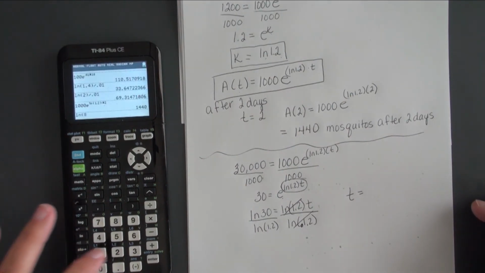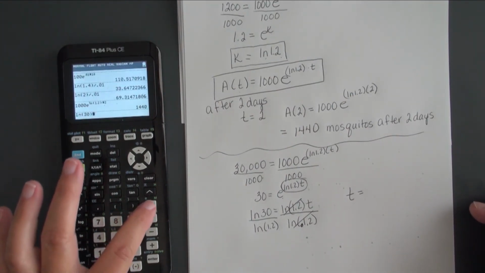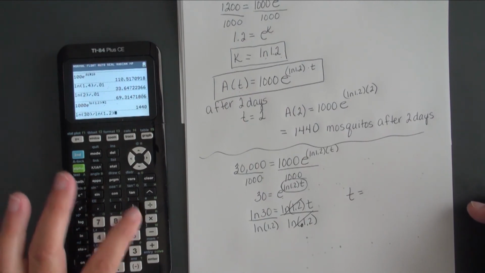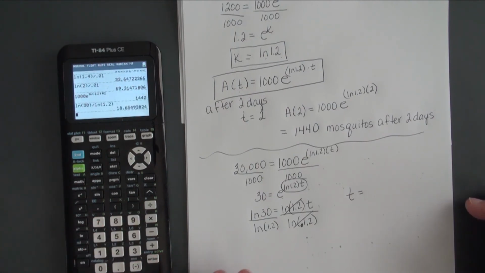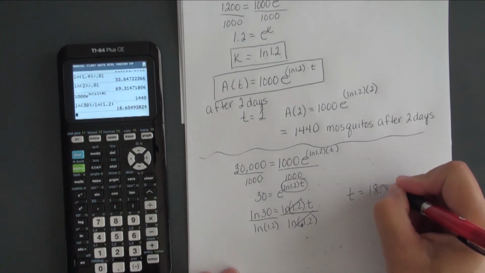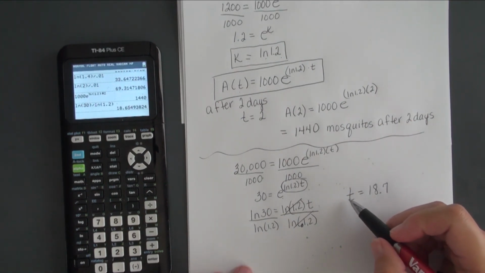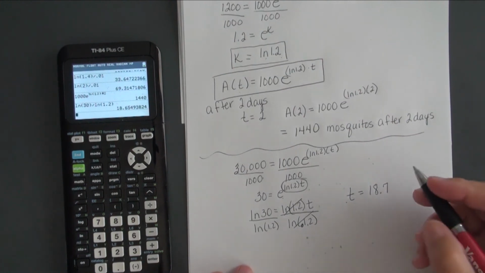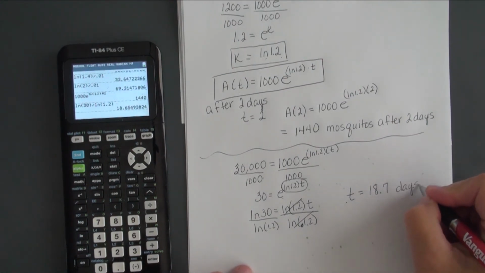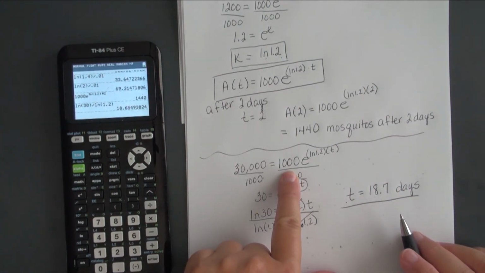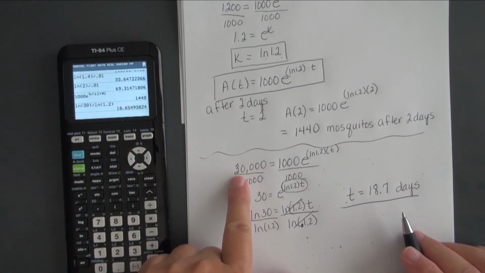So going into the calculator, natural log of 30 divided by natural log of 1.2 equals 18.6549, and if we round that to one decimal, that would be 18.7. And remember that my time is in days. So in 18.7 days, I will have gone from 1,000 mosquitoes to 30,000 mosquitoes.